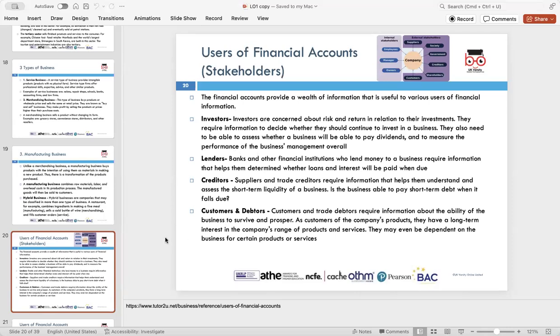Customers and debtors. Customers and trade debtors have a need for information regarding the capacity of the business to endure and thrive. The fact that they are clients of the company's products means that they have a long-term interest in the variety of products and services that the company offers. There is a possibility that they are financially reliant on the company for particular goods or services.